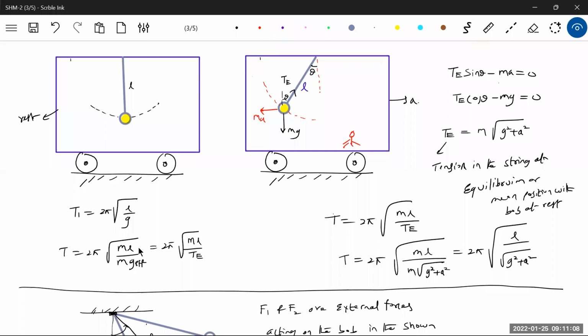Now, what about the G? G will be acting here. This effective G will be directed along the string. This effective G will be along the string. Okay? That's what we have substituted again.